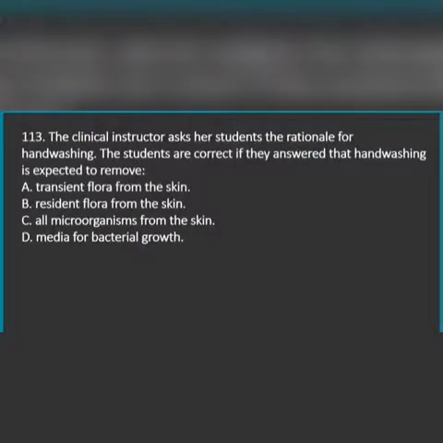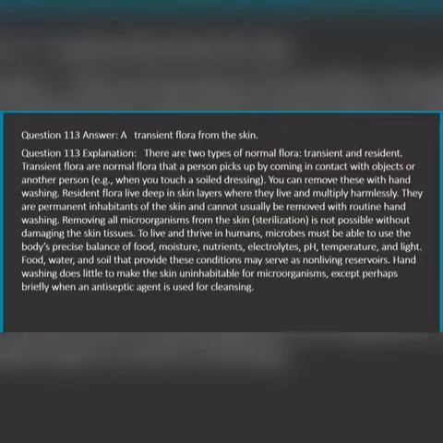Question 113. The clinical instructor asks her students the rationale for hand washing. The students are correct if they answered that hand washing is expected to remove A. Transient flora from the skin. B. Resident flora from the skin. C. All microorganisms from the skin. D. Media for bacterial growth. Question 113 Answer: A. Transient flora from the skin.